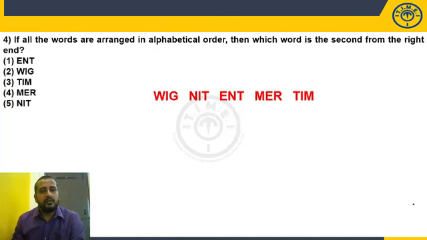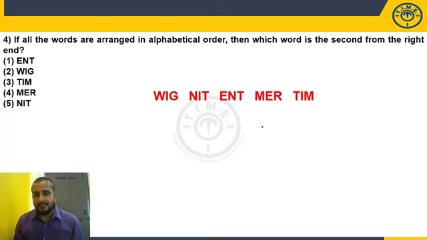Fourth one, if all the words are arranged in alphabetical order. Now here it is not about the letters. The given words are arranged in the alphabetical order. Then which word is second from the right hand? My dear, if you start writing them in the alphabetical order, definitely it is a time waste. Just focus on the given question. What is the question asked? If all the words are arranged in alphabetical order, then which word is the second from the right hand?